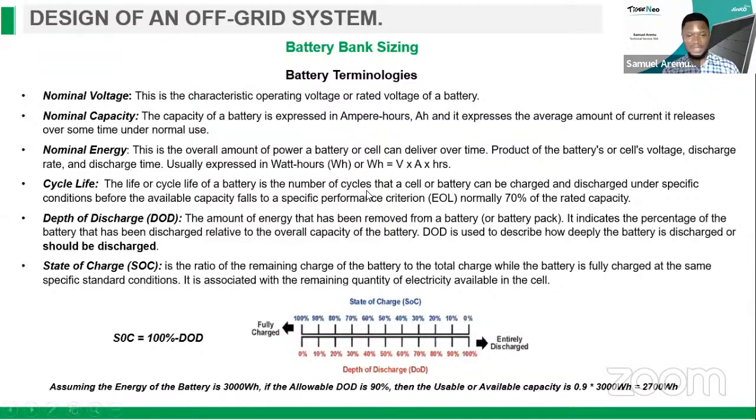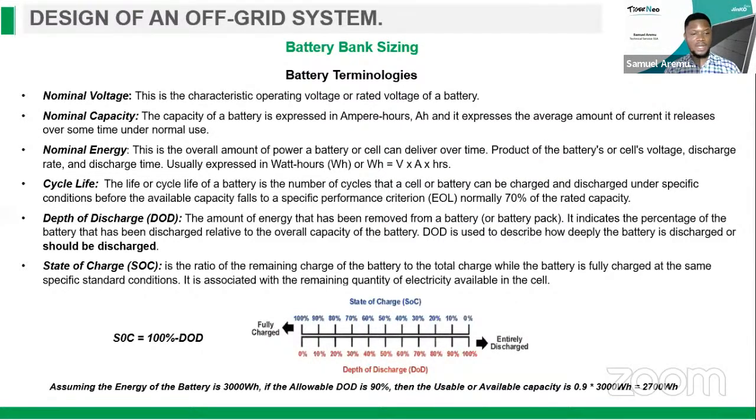We also have nominal capacity. This is expressed in amp hour. It expresses the average amount of current the battery can give out or take in under normal use. In this scenario, that's something like 50 amp hour, 100 amp hour, 10 amp hour. We also have the nominal energy, which is the total amount of power the battery can deliver over time, and in this scenario it is noted as watt hour. We also have the cycle life. The cycle life is a very important factor of the battery, and I'm going to explain more about cycle life in the next slide.